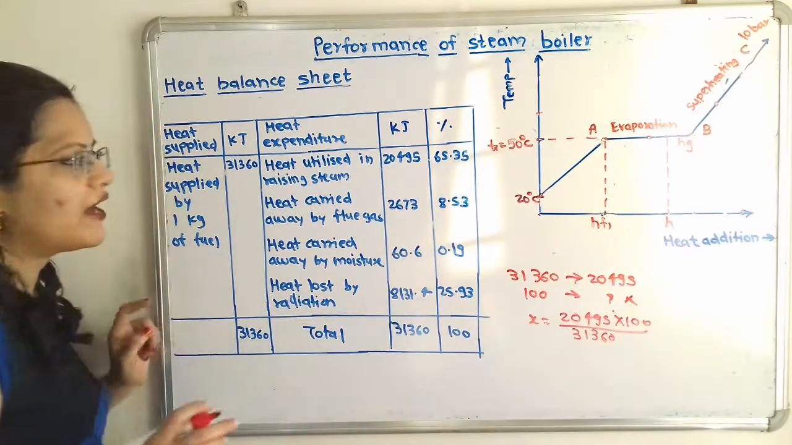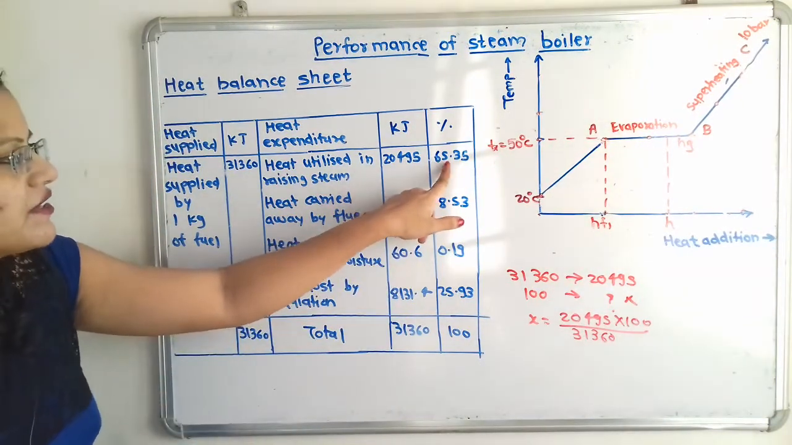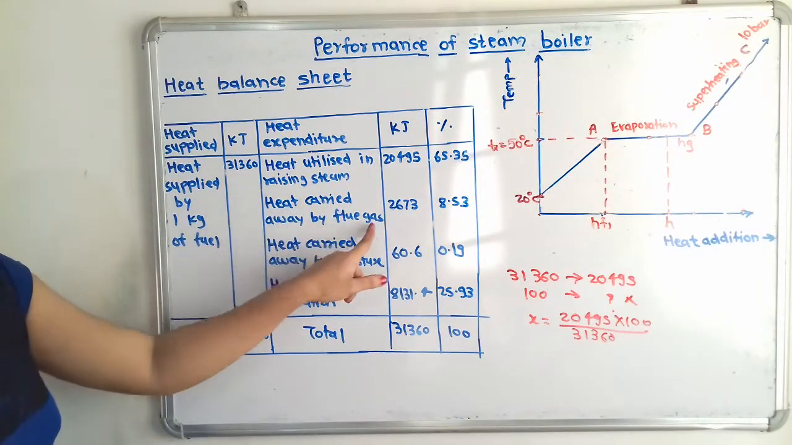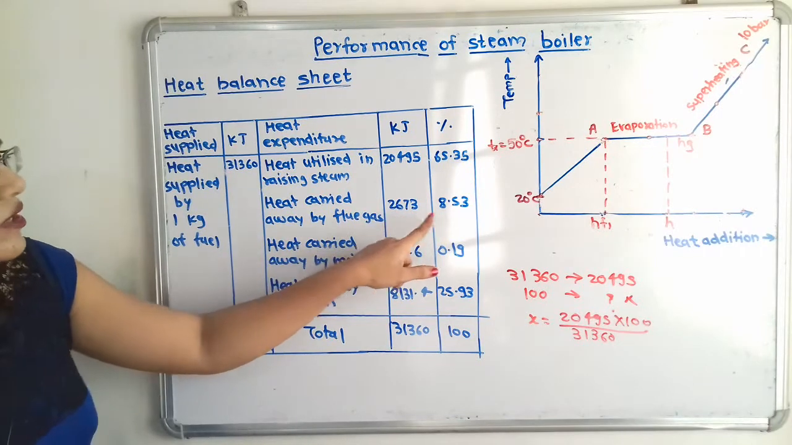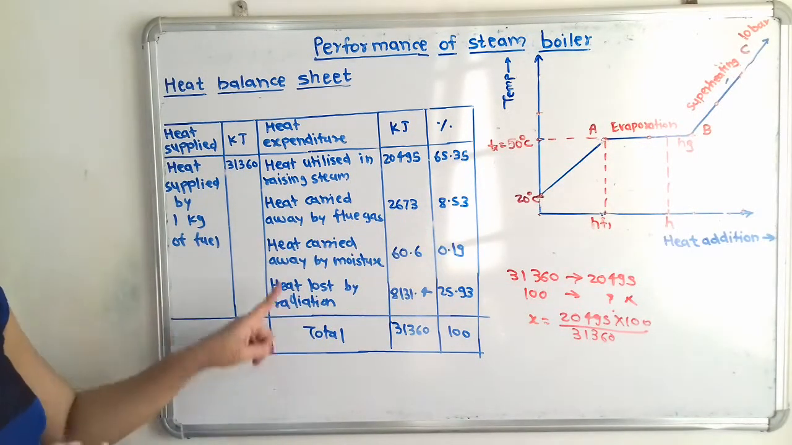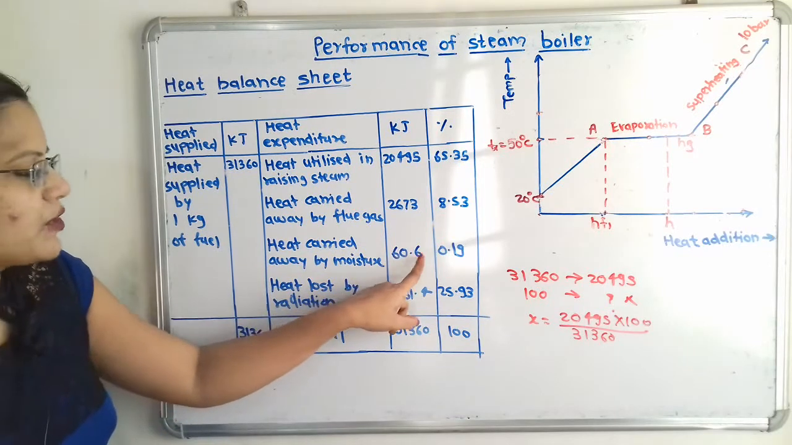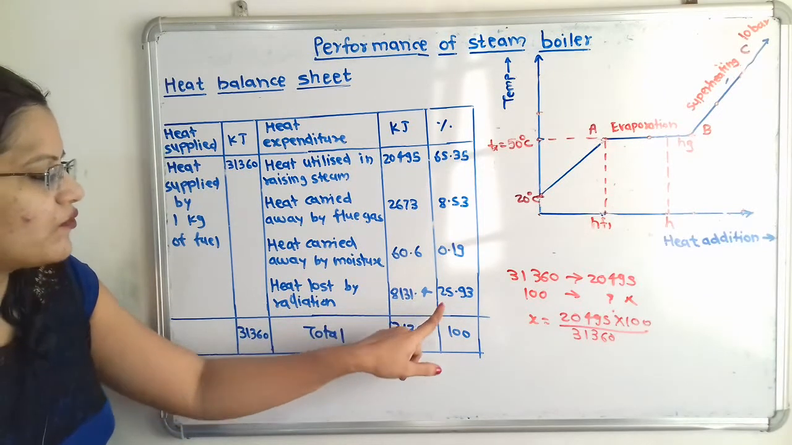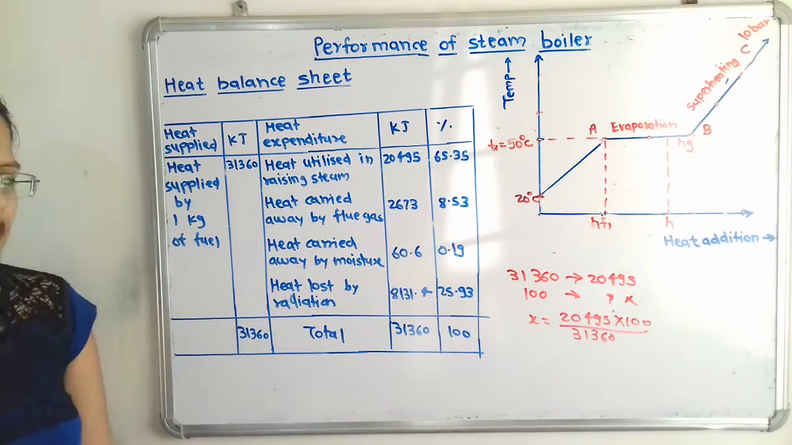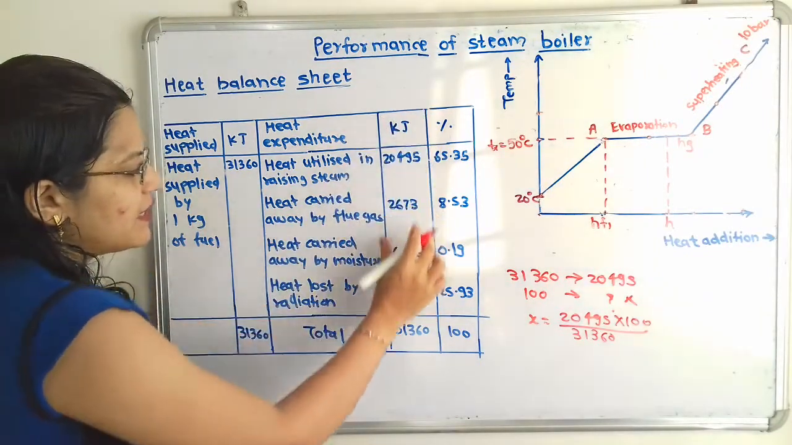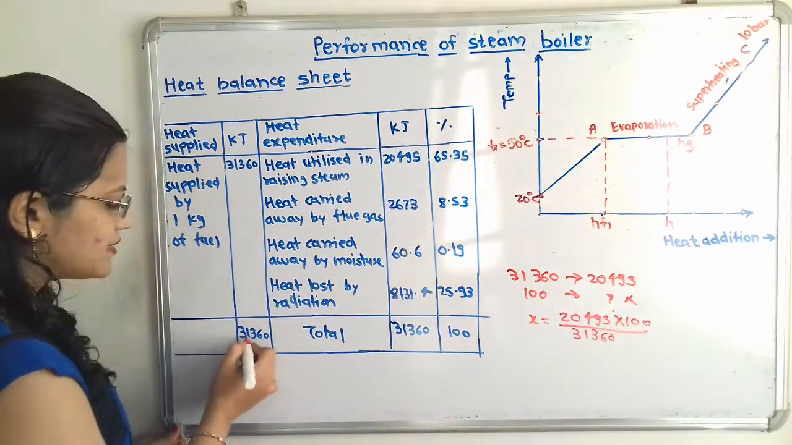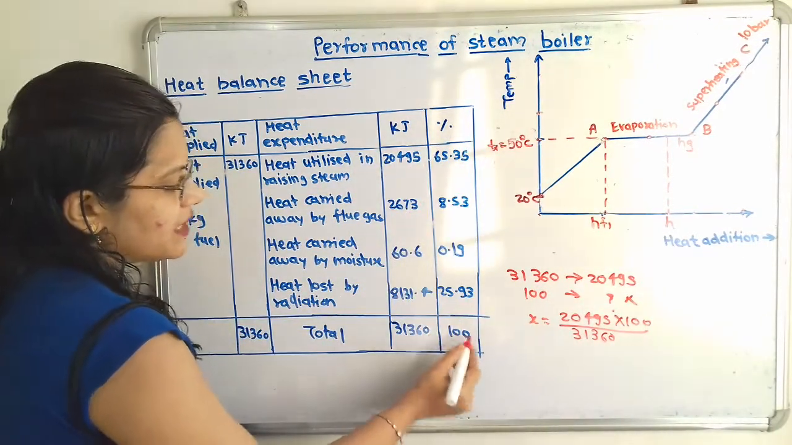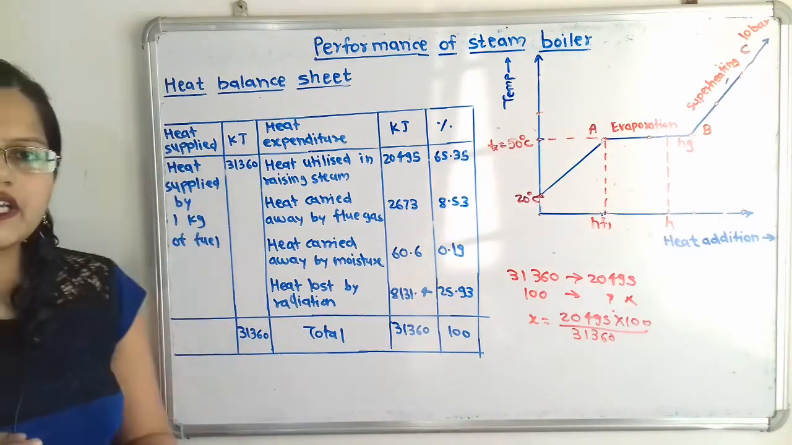So this calculation we have to take, and then we will get 65.35%. Then in the same way we will plot the next, that is heat carried away by flue gas 2673 kilojoule, then percentage is 8.53. Then heat carried away by moisture 60, that is 0.19%. Then heat lost by radiation 8131.4, that is 25.93%. Now when we add this heat expenditure, then here total is same as heat supplied 31,360, and if we add all the percentages, then we will get 100%. So this is the heat balance sheet.